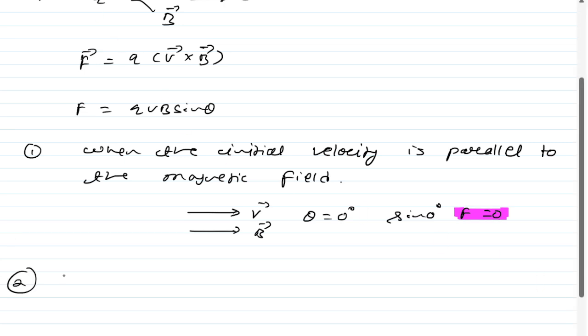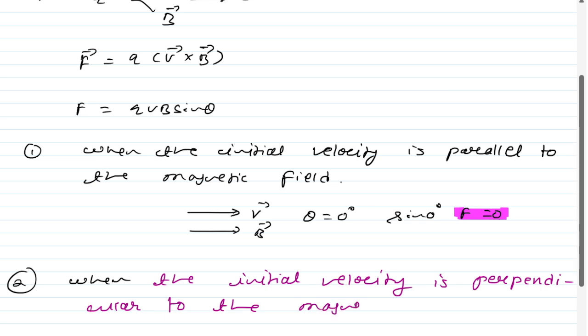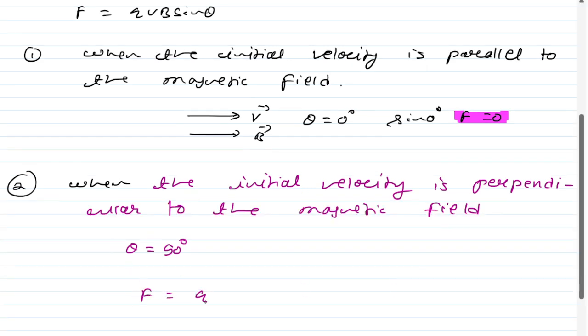Case 2 is when the initial velocity is perpendicular to the magnetic field. So in this case theta will be equal to 90 degrees. So force will become maximum: q v B sin 90, which is 1, so qvB.